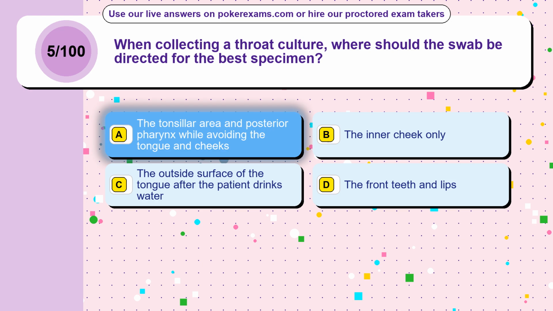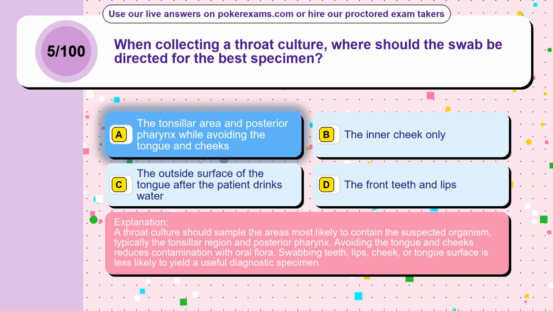The correct answer is option A. The tonsillar area and posterior pharynx while avoiding the tongue and cheeks. A throat culture should sample the areas most likely to contain the suspected organism, typically the tonsillar region and posterior pharynx. Avoiding the tongue and cheeks reduces contamination with oral flora. Swabbing teeth, lips, cheek, or tongue surface is less likely to yield a useful diagnostic specimen.